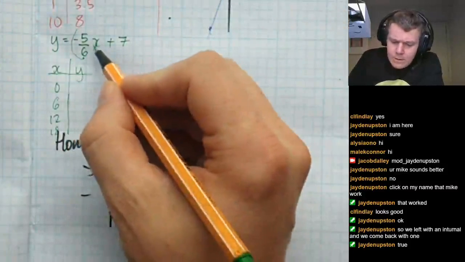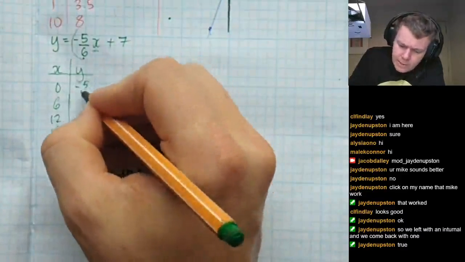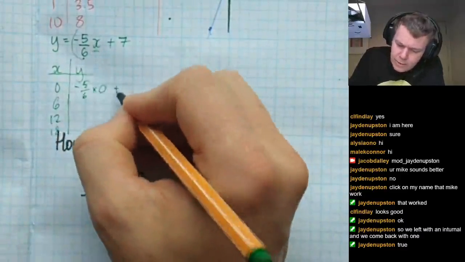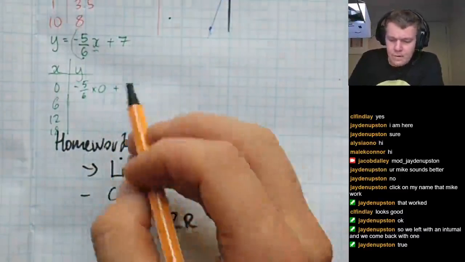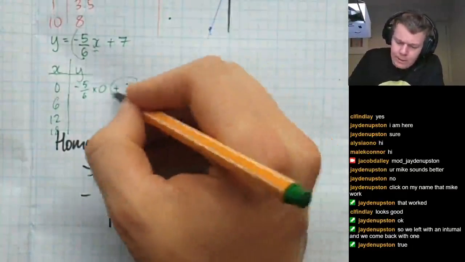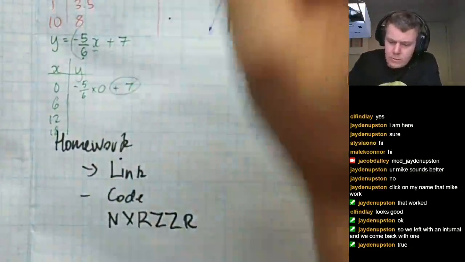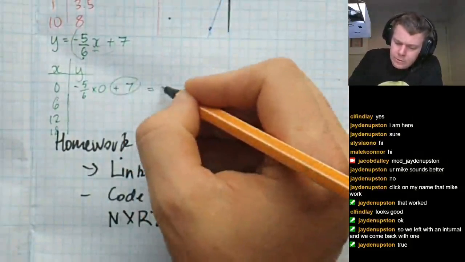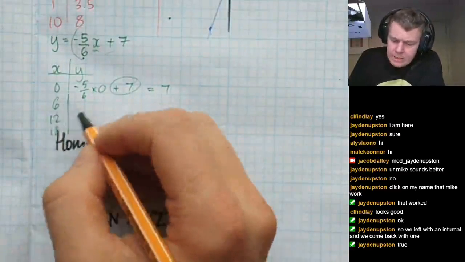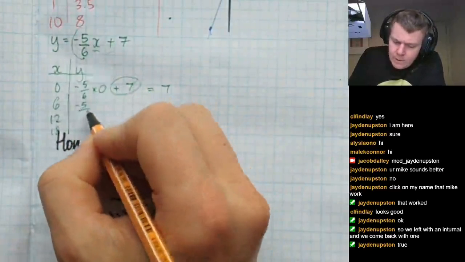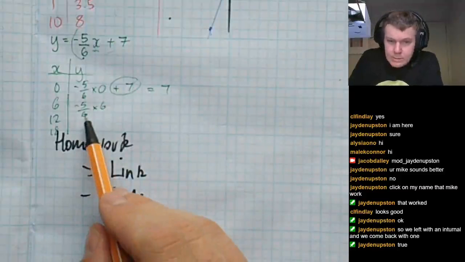For a start, if we sub 0 into there, we're going to get -5 6 times 0 plus 7. So that essentially cancels that all out, and we're just left with our y-intercept plus 7. I'll plot all these at the end. So this equals 7. For our next value, 6, we're going to get -5 divided by 6 times 6.